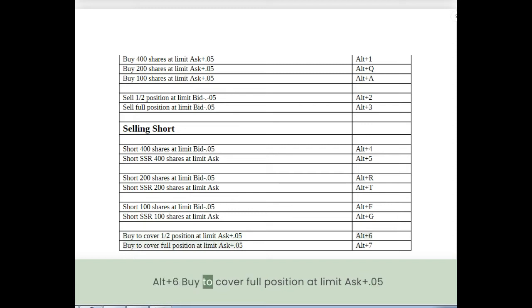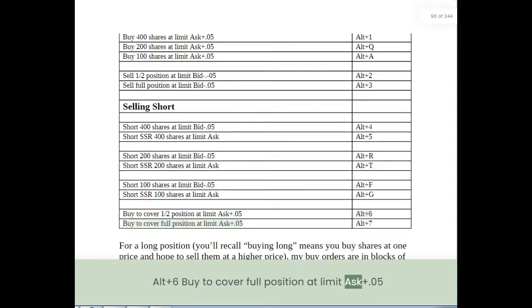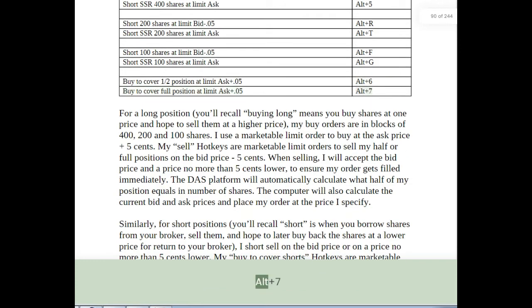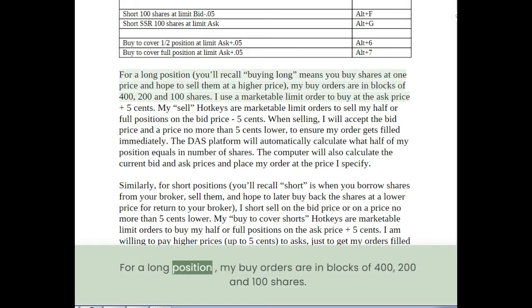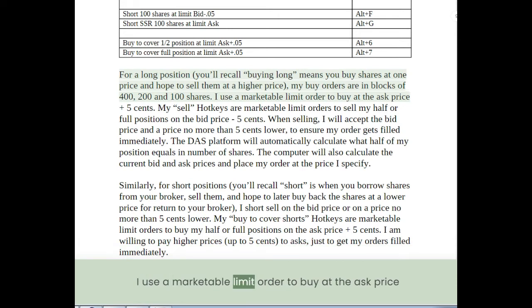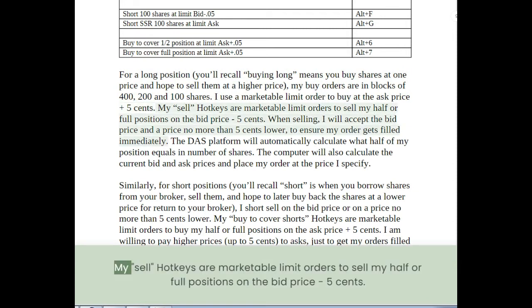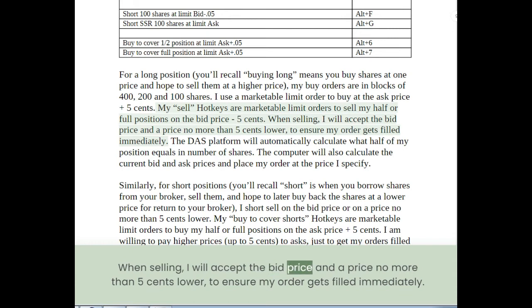Alt plus 6: buy to cover full position at limit ask plus 05. Alt plus 7. For a long position, my buy orders are in blocks of 400, 200 and 100 shares. I use a marketable limit order to buy at the ask price plus 5 cents. My sell hotkeys are marketable limit orders to sell my half or full positions on the bid price minus 5 cents. When selling, I will accept the bid price and a price no more than 5 cents lower to ensure my order gets filled immediately.